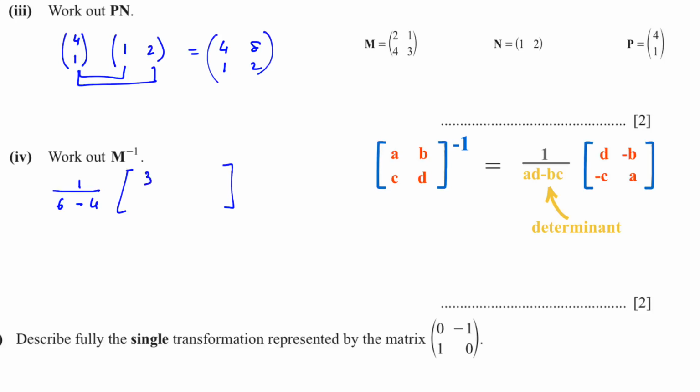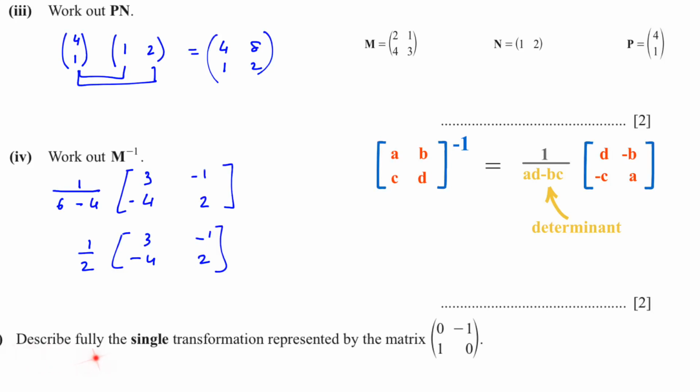So it will be 3 here and 2 here, and change the signs of -1 and -4. So your answer is half, 3 -4, -1, 2.